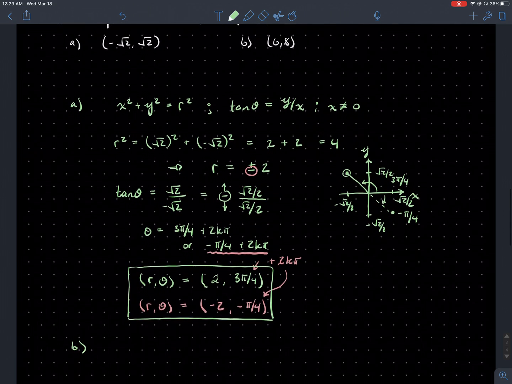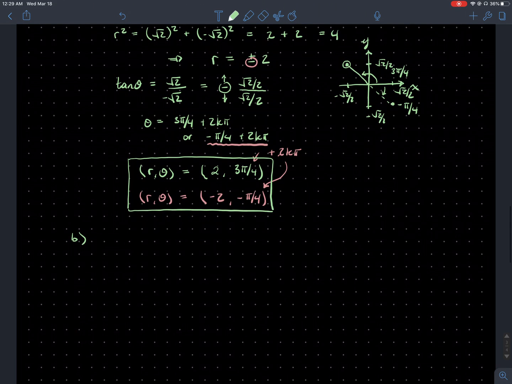Okay, part B, we have 6, 8. So we can use the Pythagorean theorem. R squared is equal to 6 squared plus 8 squared, which is equal to 36 plus 64, which is equal to 100. So that R is equal to plus or minus 10.